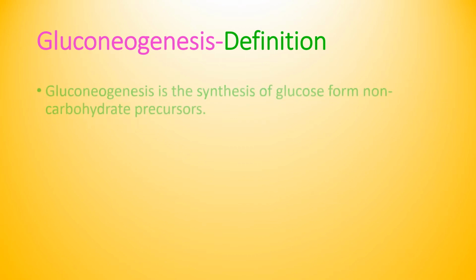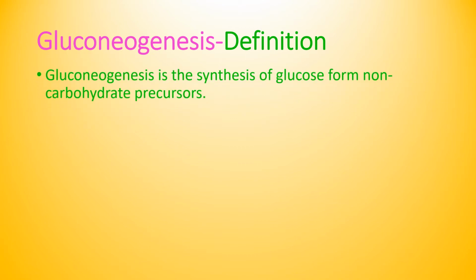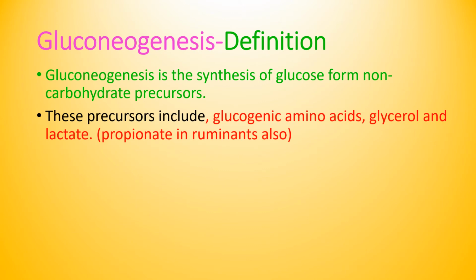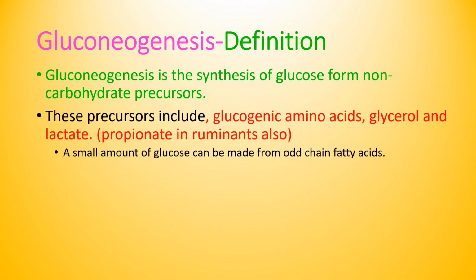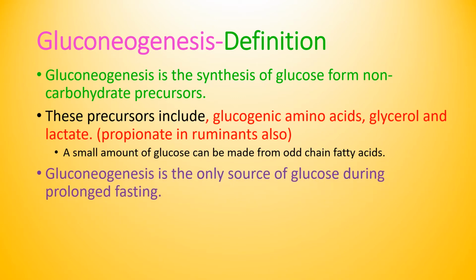So how can we define gluconeogenesis? It is the synthesis of glucose from non-carbohydrate precursors. These precursors include glucogenic amino acid, glycerol, and lactate. And when we talk about the ruminant animal, propionate is the gluconeogenic precursor. However, a small amount of glucose can be made from short chain fatty acids. Gluconeogenesis is the only source of glucose during prolonged fasting. This is what we are stating.